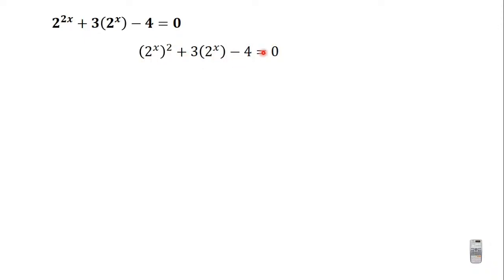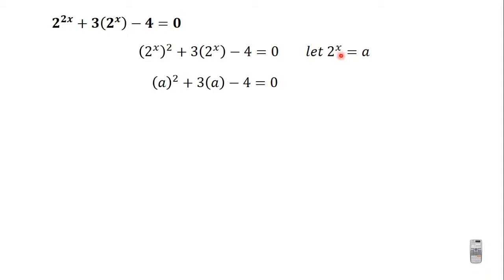Now, after you've arranged the equation like this, you have to let a variable represent what you have in the bracket. So you are going to write a variable to represent 2 exponent x. Let 2 exponent x be equal to a, which means that wherever you see 2 exponent x, you will replace it with a. This will help us to get the quadratic equation so that we will be able to solve the question.